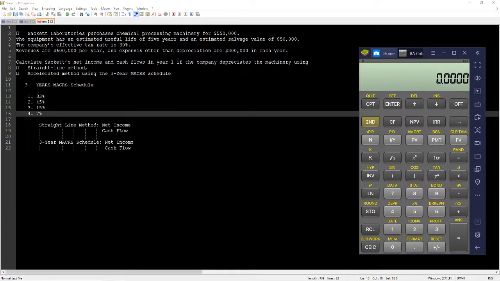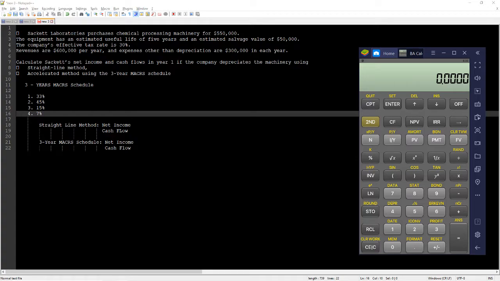Hi guys, welcome back. Right now we're going to look at a depreciation problem. We're going to be depreciating an asset in two different ways in this problem. We're using the straight line method and we're using the 3 years macro schedule method. And to show you exactly the difference between them, let's first start the problem, and we're going to start off with the straight line depreciation method.